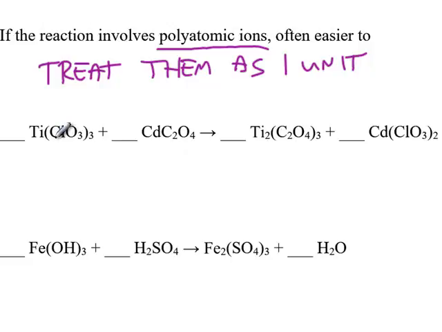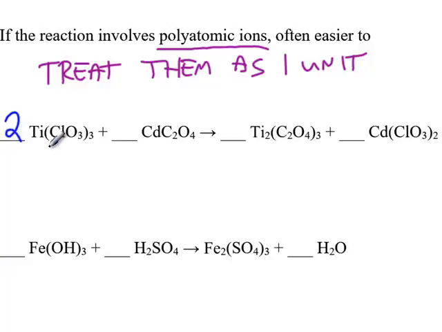Instead of looking at chlorine and oxygen separately, I'm going to look at how many of those polyatomics I have. So again, I'm going to start with an element that only shows up once on the left and once on the right. In this example, I have 2 titanium on the product side. I need a coefficient of 2 on the reactant side. Now I can look: 1 cadmium on the left, 1 cadmium on the right. Now I can focus on the polyatomics.